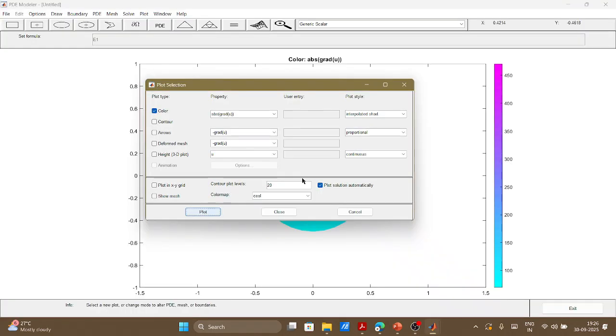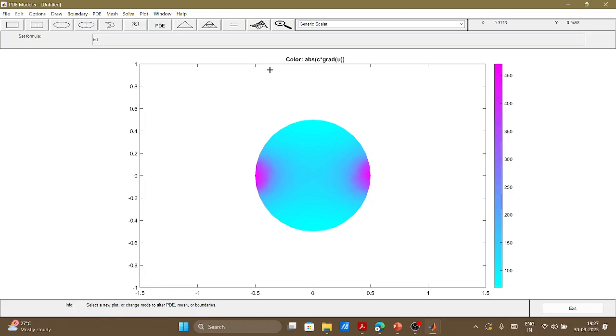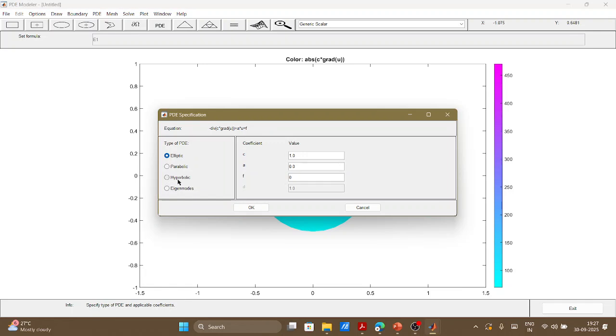This is the absolute value. Let me look at the absolute C in the grade. Okay, this doesn't change anything, because in your PDE, C is your coefficient part, right?